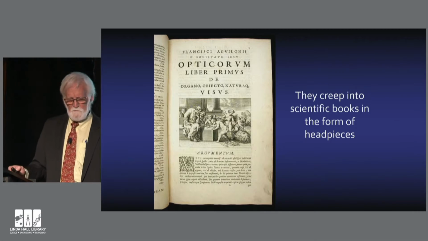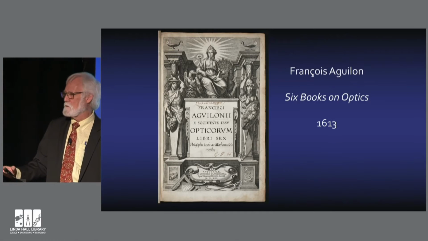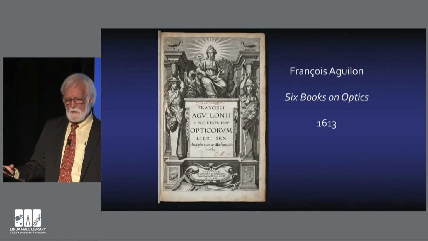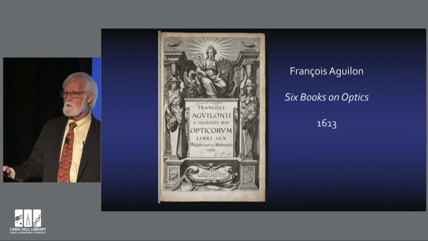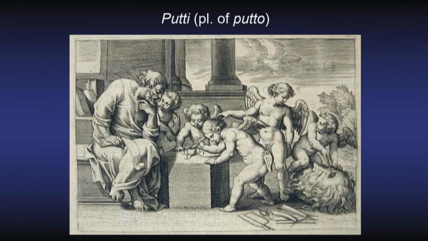This is the first book of a work on optics that we have by a Jesuit, Francois Aguilon. It's called Six Books on Optics, which I've translated all these titles so you can read them. 1613, so fairly early on. And here's a detail of that headpiece that we saw for Book 1. Now, these are wonderful images, as they ought to be, because these were designed by Peter Paul Rubens. Okay, so no mean artist has worked these out, and they're all delightful.